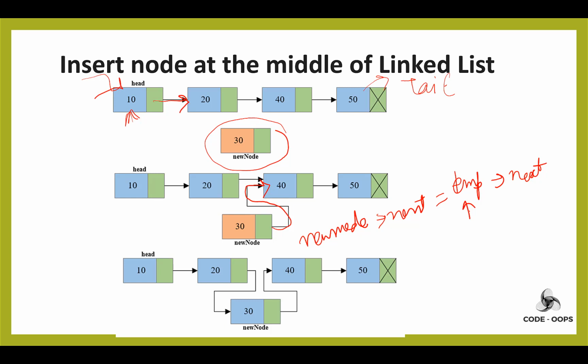Now at last, connect the n-1th node with the new node, that is, the n-1th node will now point to the new node, that is, temp next is equal to new node, where temp is the n-1th node. After insertion, the next pointer field of 20 now points to 30 and the next pointer field of 30 now points to 40.